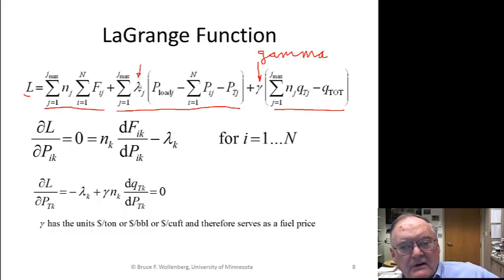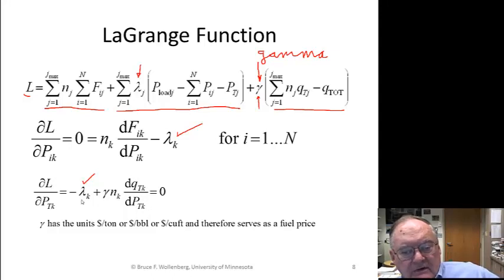So lambda is the standard Lagrange multiplier that comes out with the units of dollars per megawatt hour. We're going to see here what gamma actually comes out to be. It's very interesting. If I take the derivative of L with respect to P_ik and set it equal to zero, then it says that n times the derivative, the incremental cost or marginal cost, is equal to lambda for each hour. Standard economic dispatch. If I do it for the take-or-pay unit, I still get this minus lambda_k, but now the gamma term comes out over here, and it turns out that the Q, the amount of gas being used by the take-or-pay unit, I take the derivative and I get dQ/dP.